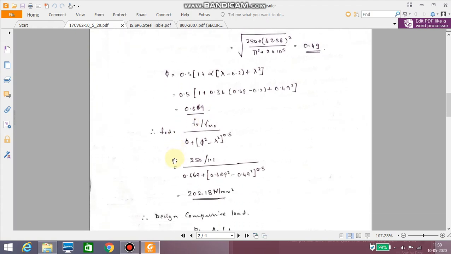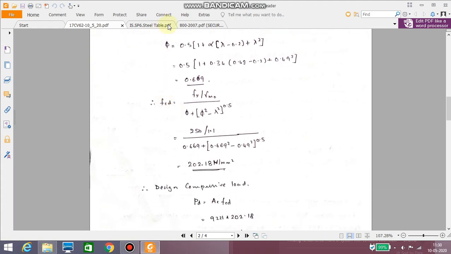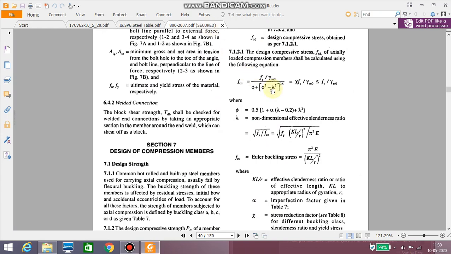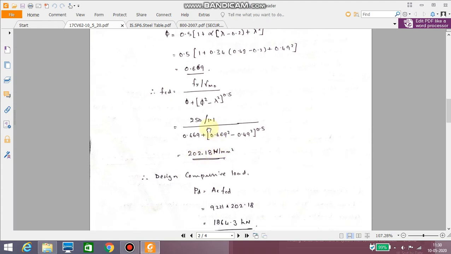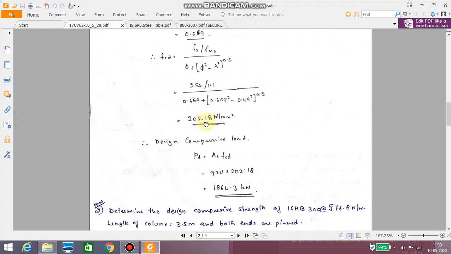Now we will calculate the FCD value, which is given. The formula is given here, FCD equal to Fy by gamma m naught divided by phi plus square root of phi square minus lambda square, that is, to the power half. So upon substitution of the values we get 202.18 Newton per millimeter square, very near to the previous one. Therefore design compressive load PD equal to AE into FCD, the answer works out to be 1864.3 kilonewton.